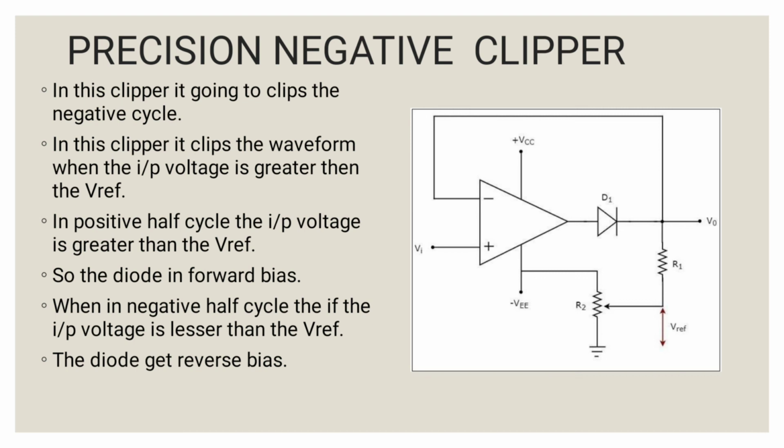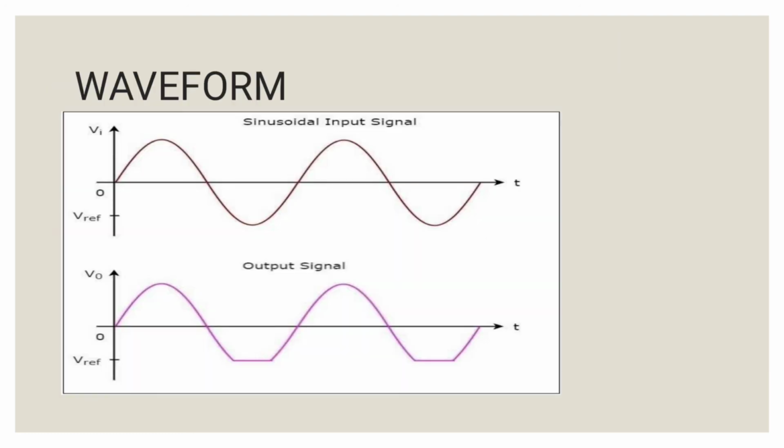When the input signal reaches the negative half cycle, the input value is lesser than the reference value. The condition for the negative precision clipper is that the input value should be greater than the reference value. So the diode doesn't conduct, it goes to the reverse bias condition. So we can see it comes up to the reference value of 1 or 0, I think 1. In the negative precision clipper, the condition is the input value should be greater than the reference value.